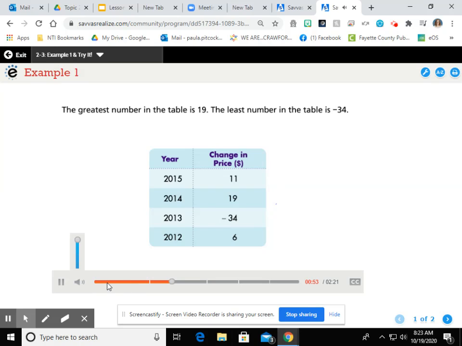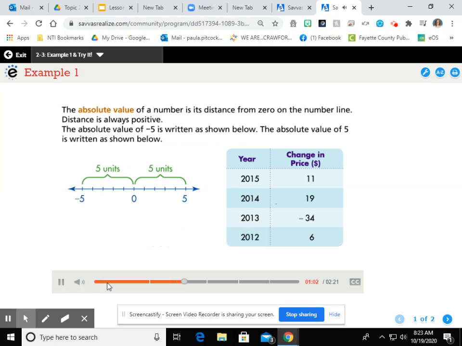The greatest number in the table is 19. The least number in the table is negative 34. The absolute value of a number is its distance from zero on the number line. Distance is always positive. The absolute value of negative 5 is written as shown below. The absolute value of 5 is written as shown below.